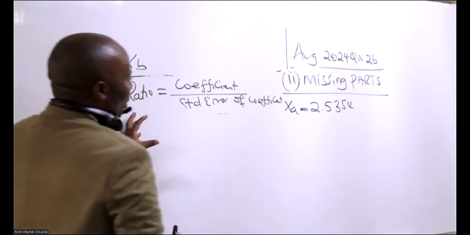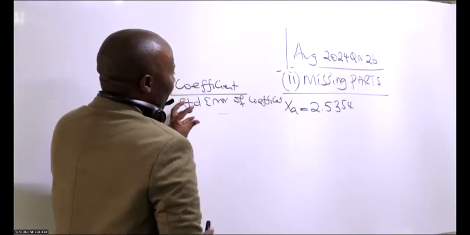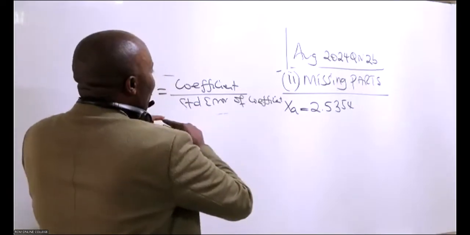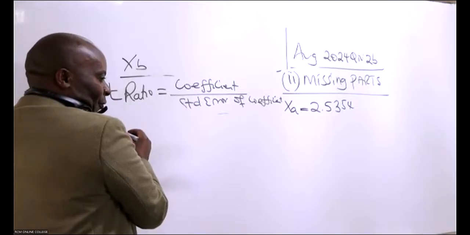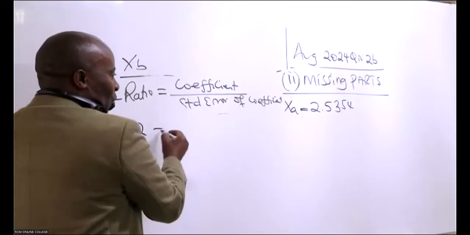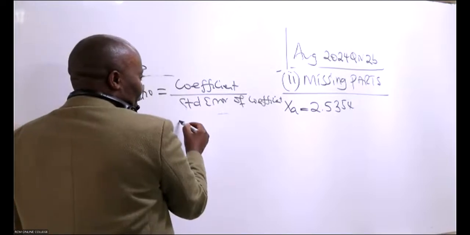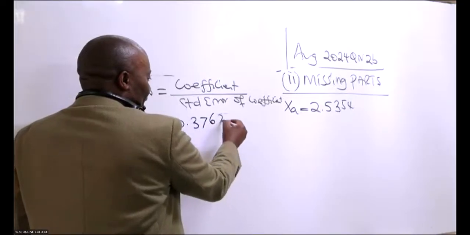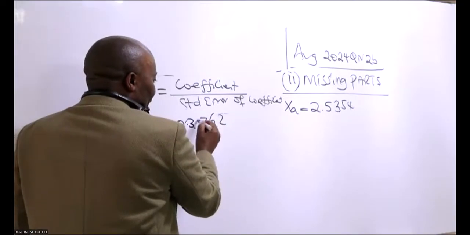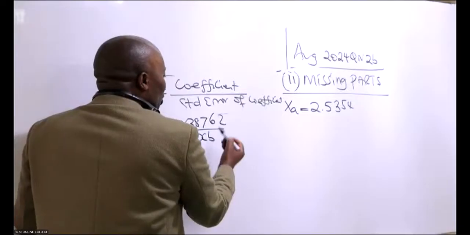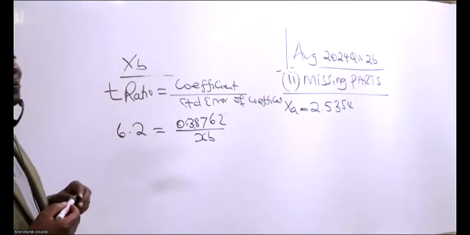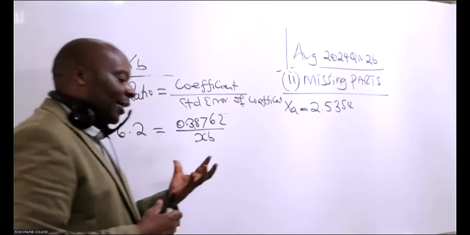The T ratio will be equal to the coefficient over the standard error. On that row where you are seeing XB, are you able to read for us the T ratio? Please read for me. 6.2 equals coefficient. Do you know the coefficient? The coefficient is 0.38762, isn't it? All over the standard error that we do not know, which is called what here, somebody? XB. So then can you kindly go ahead and make XB the subject?